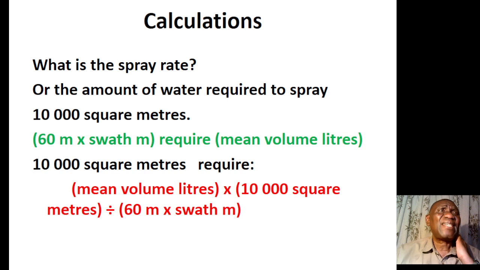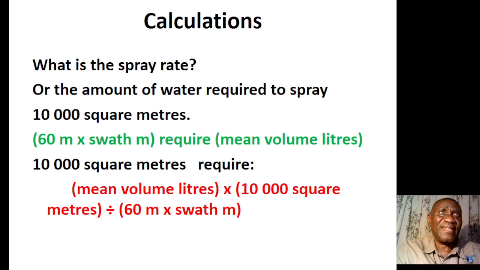We can do the calculations. What is the spray rate or the amount of water required to spray 10,000 square meters? It will be 60 times the swath. Will require mean volume in liters. That is right. Then 1 hectare, what will 1 hectare require?